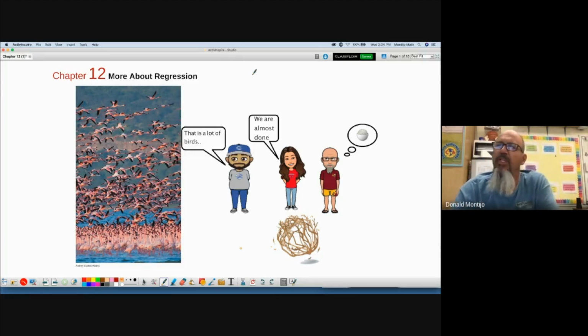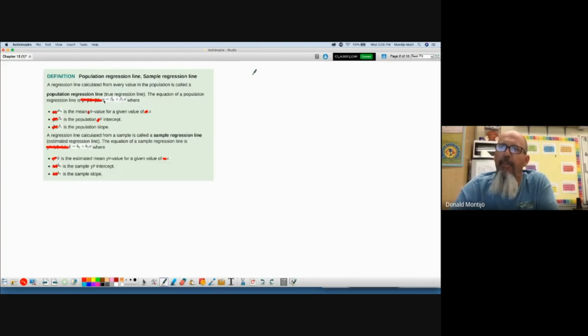So here we go. The population regression line and the sample regression line. Well, we're used to looking at the sample regression line, which is what we've done previously. We found a line that fit the sample set of data. So we use this formula, y hat equals b sub naught plus b sub 1 times x, where b sub 0 is the y-intercept and b sub 1 is the slope.